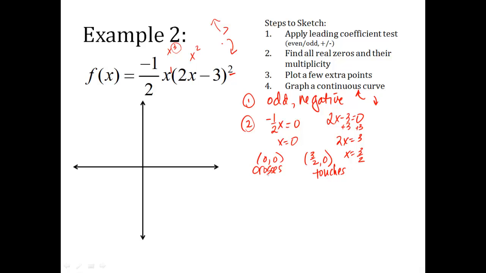So part 3 here. Plotting our extra points. So let's plot the points we do know. Here's 0, 0. And then 1.5, 0. Stay right here. Okay. It's going to touch here. It's going to cross here. All right. So we need some points. We need something to the left of this first point here. So let's just use -1. And then we're going to go right between these two, which is at +1. And then over here to the right of this, which would make it a 2.